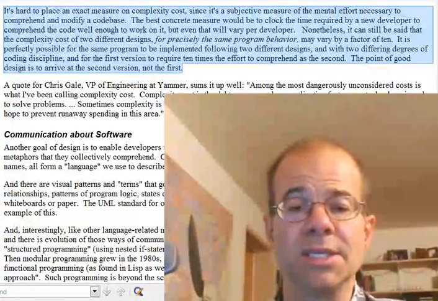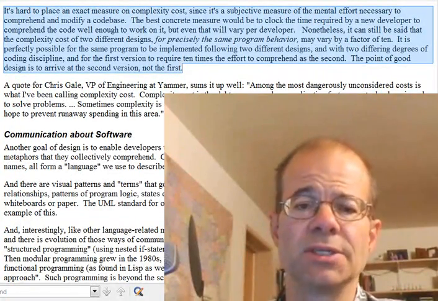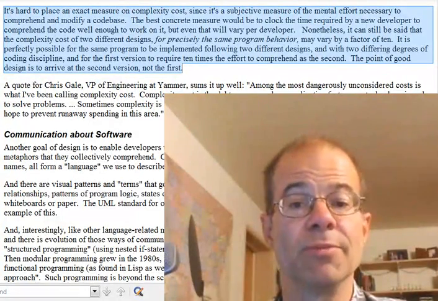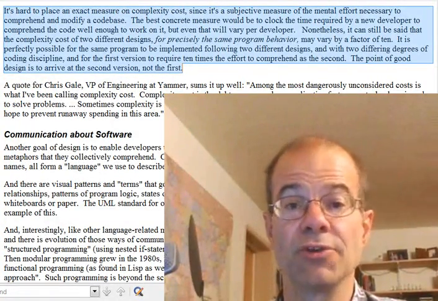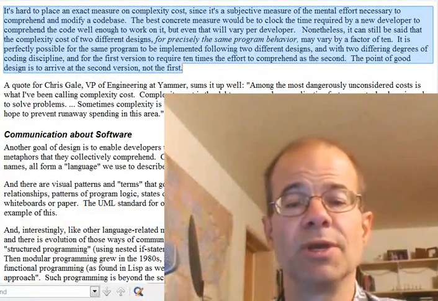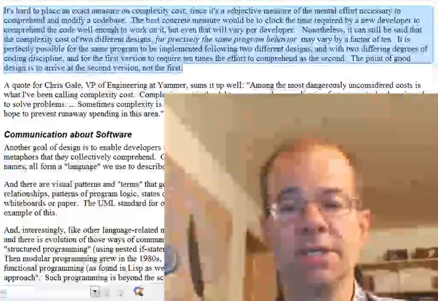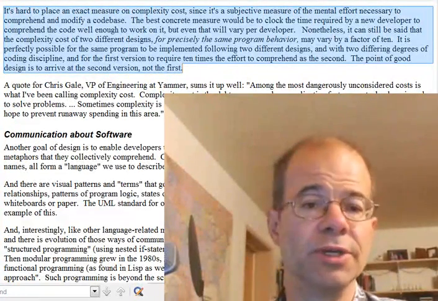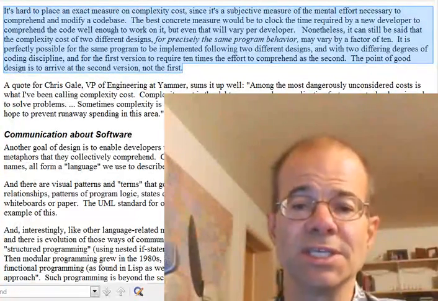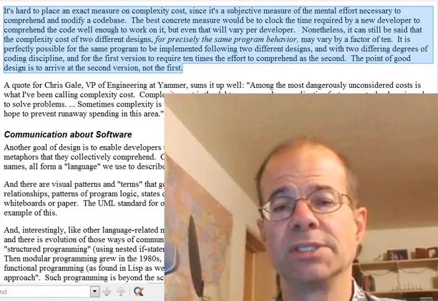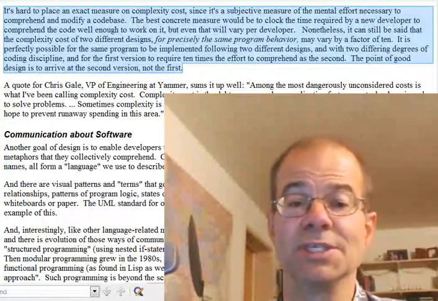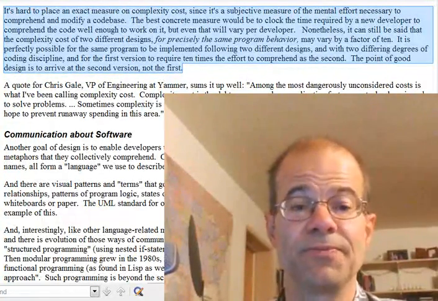Nonetheless, it can still be said that the complexity cost of two different designs for precisely the same program behavior may vary by a factor of 10. It's perfectly possible for the same program to be implemented following two different designs and with two differing degrees of coding discipline, and for the first version to require 10 times the effort to comprehend as the second. And of course, the point of good design is to arrive at the second version, not the first.